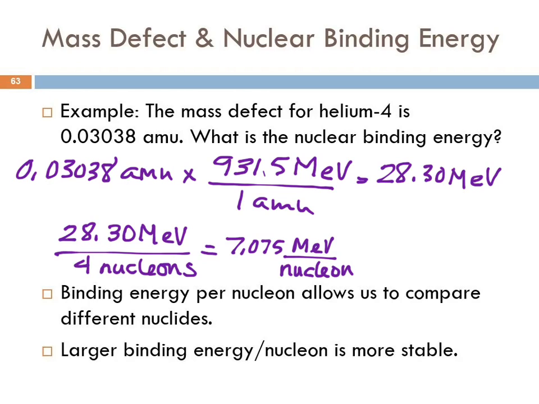That lets us compare different nuclides. And what we see is that the larger the binding energy per nucleon, the more stable. So you can compare, say, carbon-12 or carbon-14 with helium-4 and get an idea of which is more stable. Any questions?